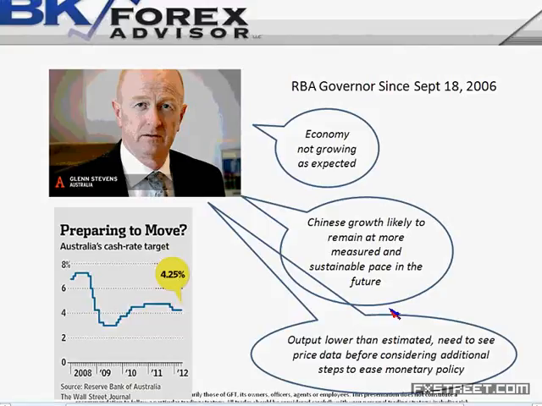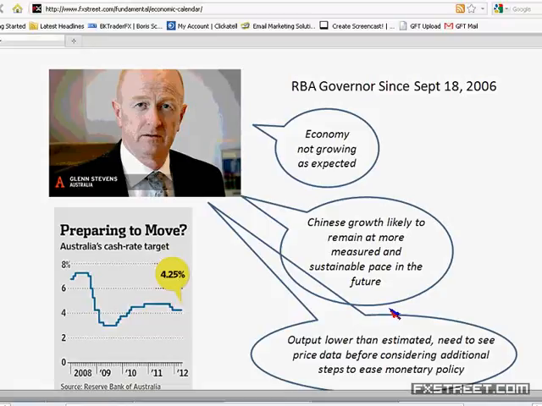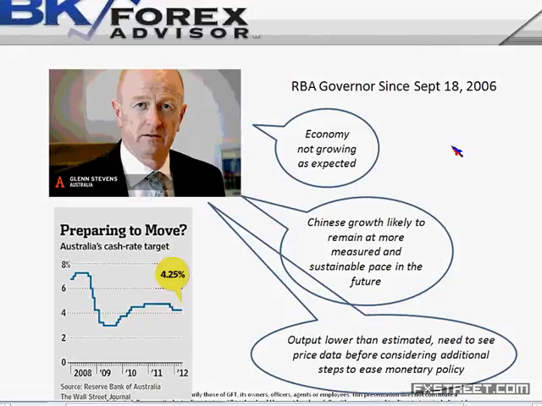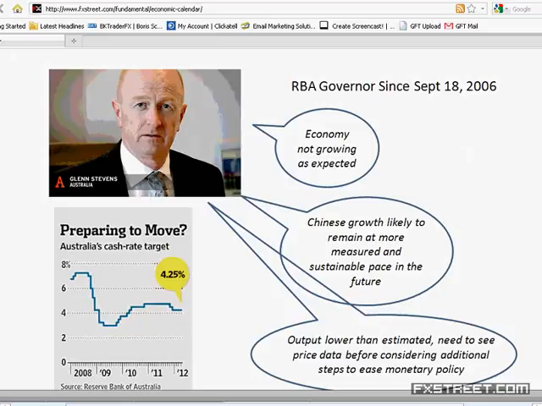Okay, so taking a look at what the RBA has been saying recently, because that is going to help us understand why the Aussie dollar has been falling so much and why monetary easing is on the agenda.